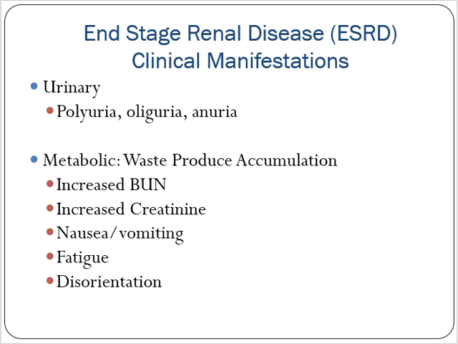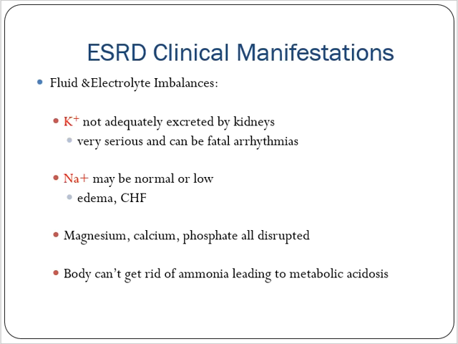We see several fluid and electrolyte imbalances in patients with end-stage renal disease. Because potassium can no longer be adequately excreted by the kidneys, our potassium level gets higher and higher and higher. This is very serious and can lead to fatal arrhythmias. Remember, although we can treat potassium levels conservatively through various medications such as calcium gluconate and insulin and Ventolin, if the potassium level is very high, the patient may require dialysis. The sodium level may be normal or low. Magnesium, calcium, and phosphate can all be disrupted. And the body cannot get rid of ammonia, leading to metabolic acidosis.